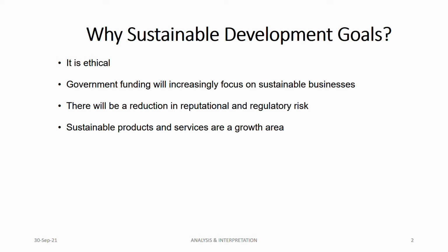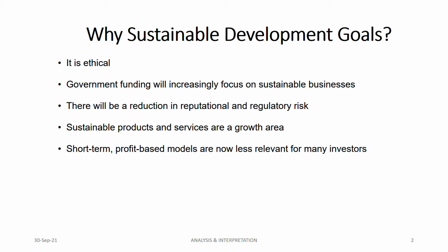Then we have short term. Short term profit-based models are now less relevant for many investors. Nowadays they are shifting to more long term sustainability-based models, rather than short term profit-based models. That's the reason why entities need to come up with their own sustainable development goals. Every entity might have different ones, but the ultimate goal is the same: the quality of the future should not be affected.